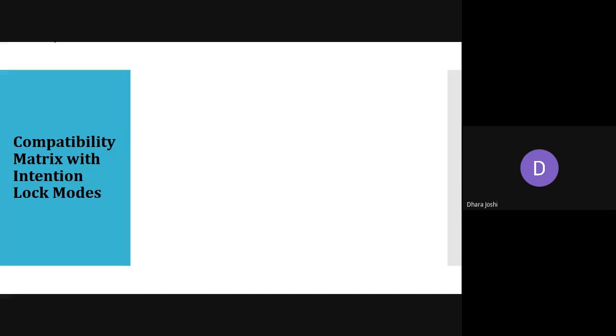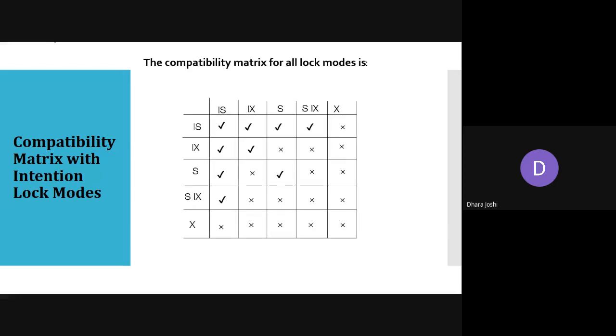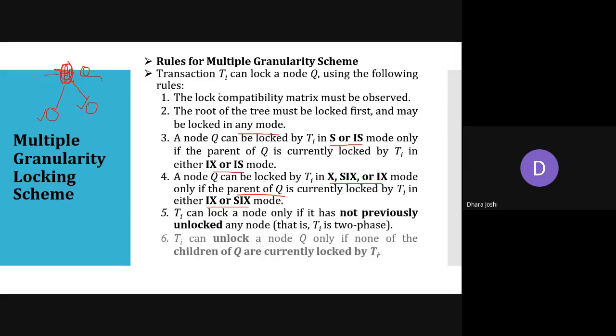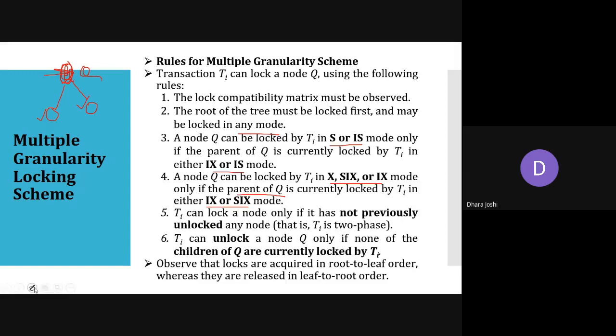If I'm applying a lock on a smaller part, it may be possible that another transaction can use another small part, so it can provide high concurrency, whereas if I'm locking larger parts, it will provide low concurrency. Then we have seen these three intention lock modes, and we have seen this compatibility matrix, and you know how to remember it. And then we have seen these rules for the multiple granularity scheme.